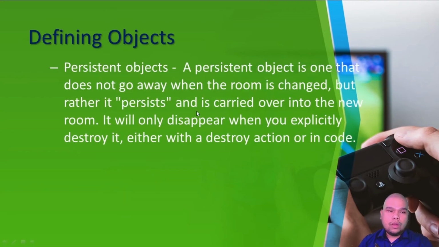We also have persistent objects. A persistent object is one that does not go away when the room is changed, but rather it persists and is carried over into the new room. It will only disappear when you explicitly destroy it, either with the destroy action or with code. Most of the time we'll be using this for scoreboards or the scoring system. We'll be using scoring numbers as persistent objects because you want your scores to be visible across all the rooms within the game.